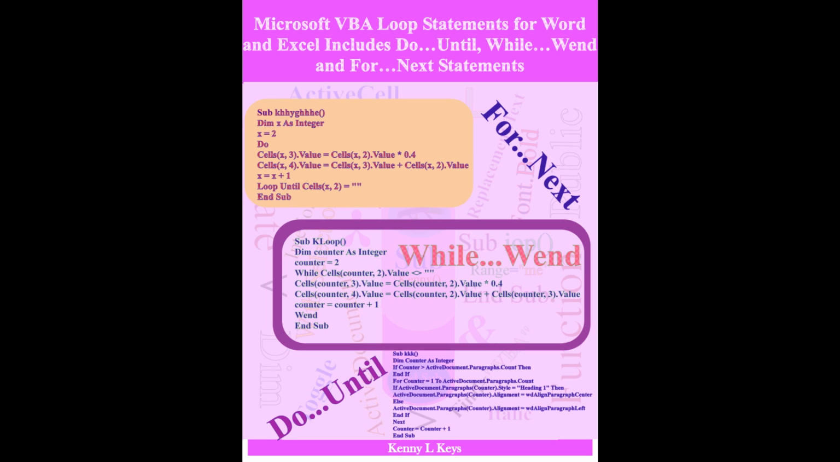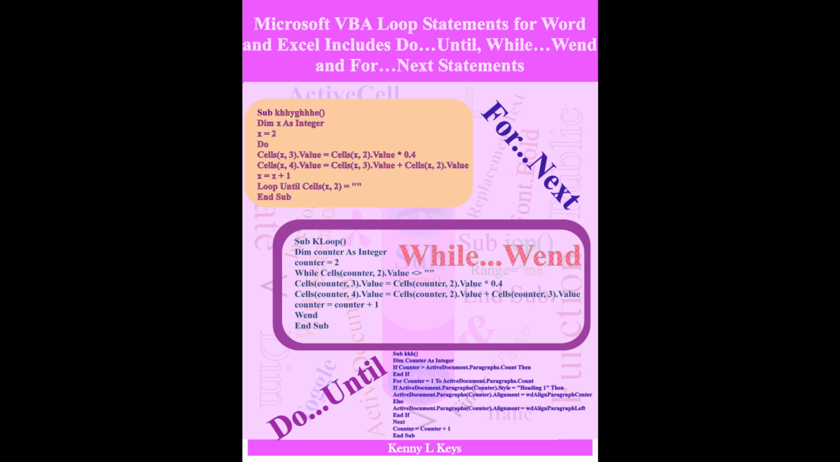Example number 2. ActiveDocument, period, Font, period, Bold, equals, True. Third example, Cells, that's C-E-L-L-S, begin parentheses, the letter X, comma, 3, close parentheses, period, Value, equals Counter plus 1. The black text instructs Microsoft VBA what it must do as long as the red text isn't true. In other words, do a specific task or tasks as long as the cell in a particular column isn't empty.